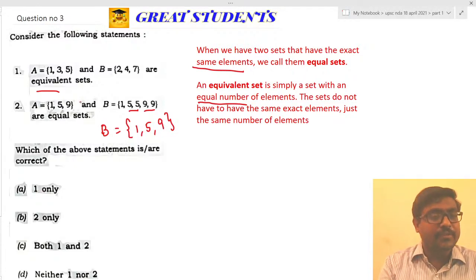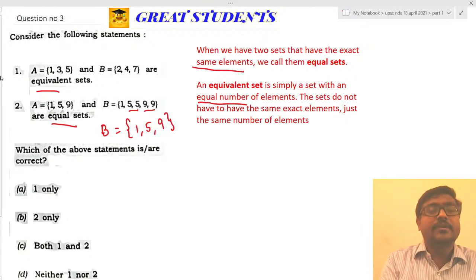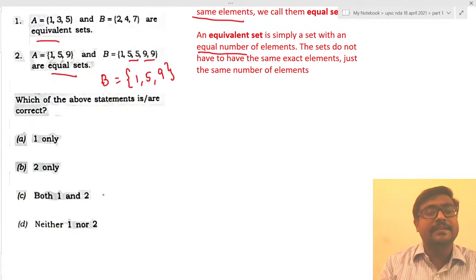Here also {1, 5, 9}. The number of elements is also 3, and every element is exactly the same. Okay, it is given the same elements 1, 5, 9. So this is an equal set. This statement 2 is also true. So from this we can conclude that both statements 1 and 2 are true. So for this question, option C is the right answer.